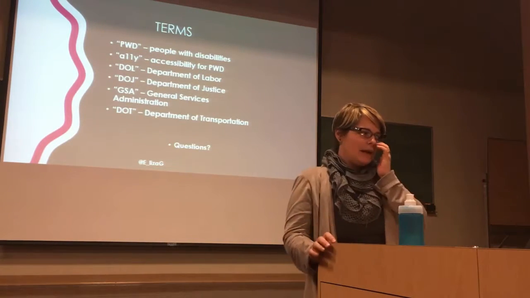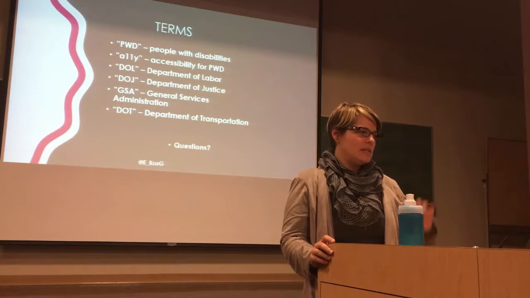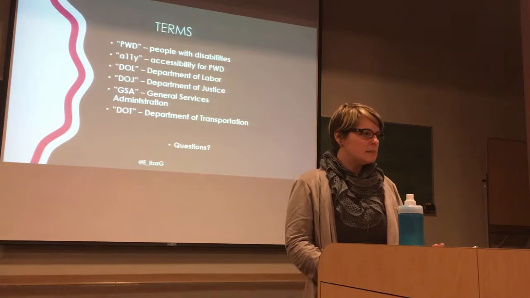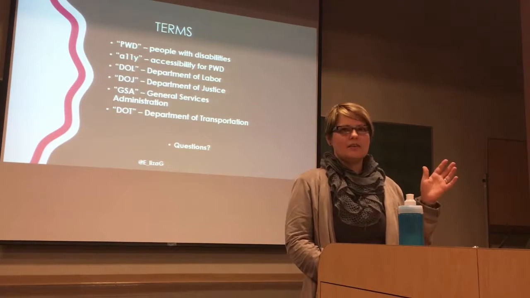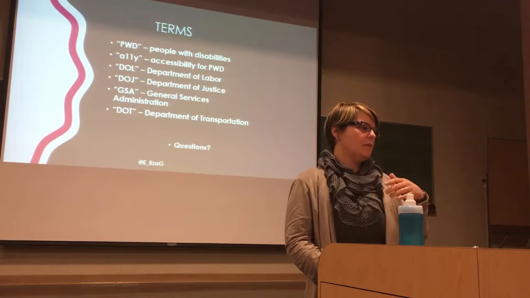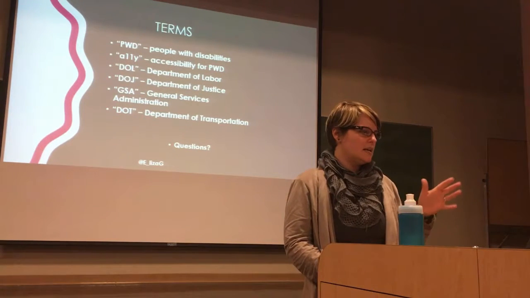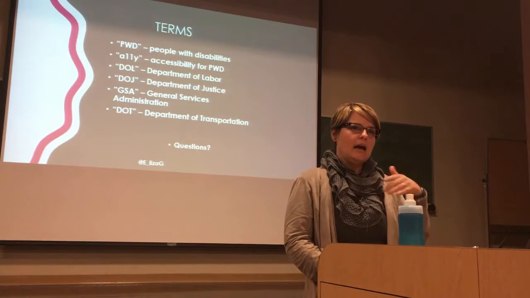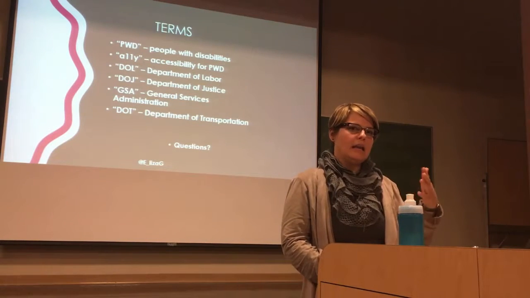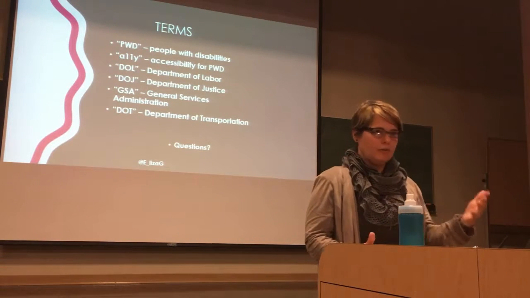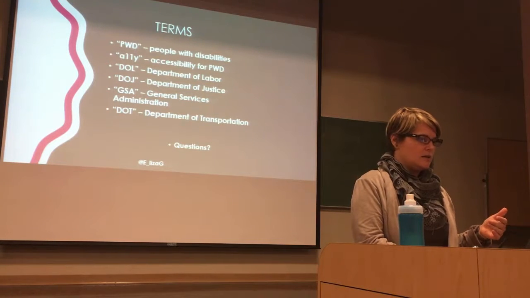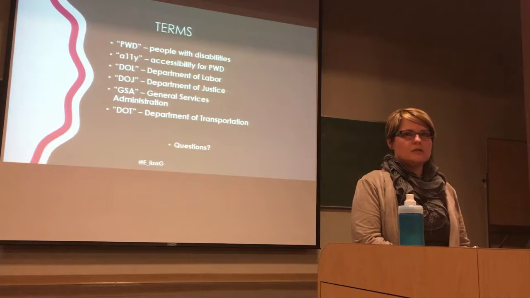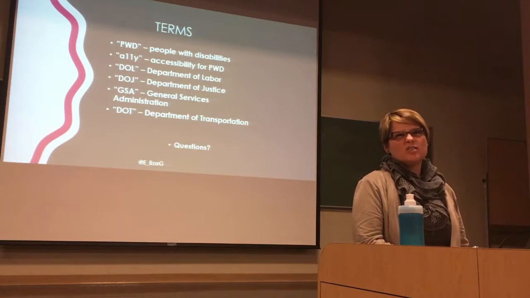A few terms for you to pay attention to. PWD, you might see, stands for people with disabilities. A11Y, I mentioned, is accessibility. And then I mentioned a bunch of these other government acronyms: DOL, Department of Labor; DOJ, Department of Justice; GSA, General Services Administration. That's about procurement, when government decides how they're going to allocate funds and who they're going to purchase from. And then Department of Transportation, what the airline industry is governed under. Any questions so far? Pretty straightforward so far, right?